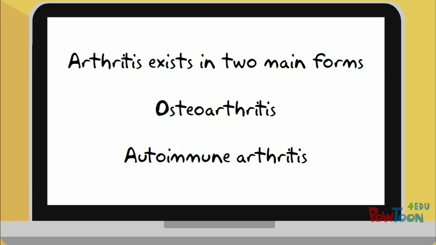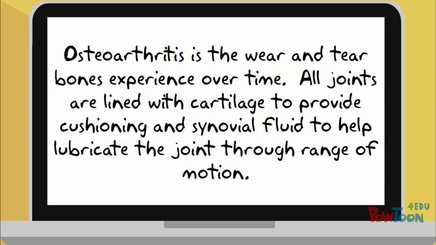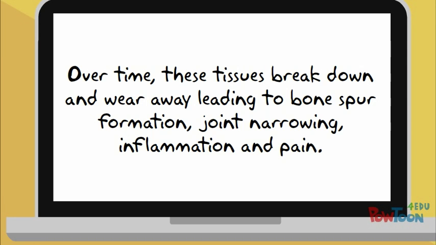Arthritis exists in two main forms: osteoarthritis and autoimmune arthritis. Osteoarthritis is the wear and tear bones experience over time. All joints are lined with cartilage to provide cushioning and synovial fluid to help lubricate the joint through range of motion. Over time, these tissues break down and wear away, leading to bone spur formation, joint narrowing, inflammation, and pain.